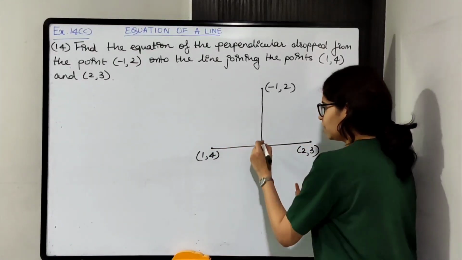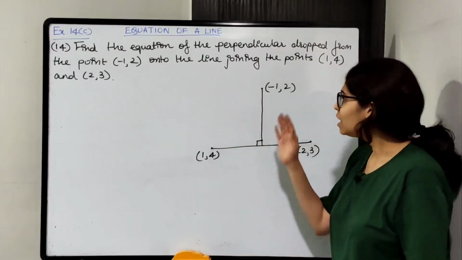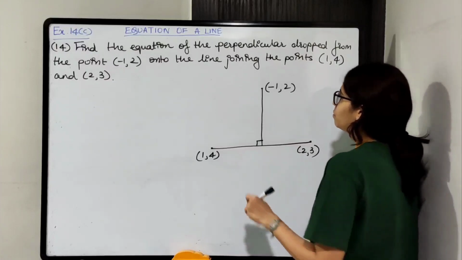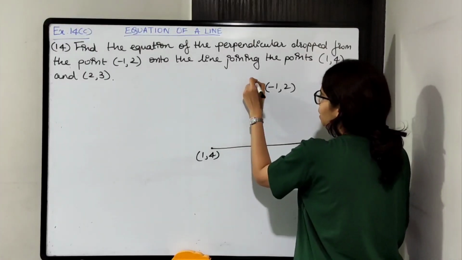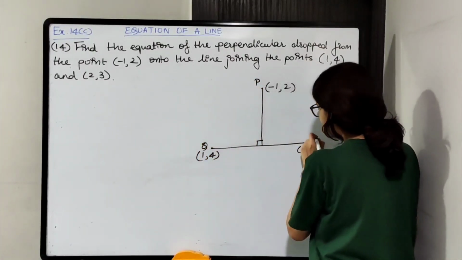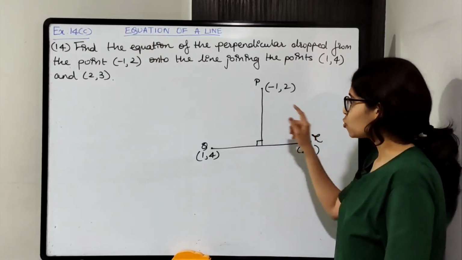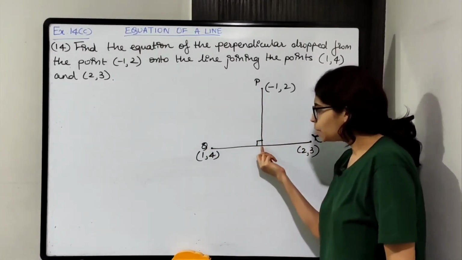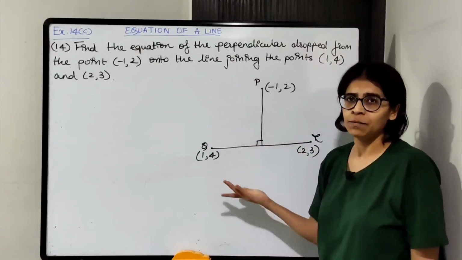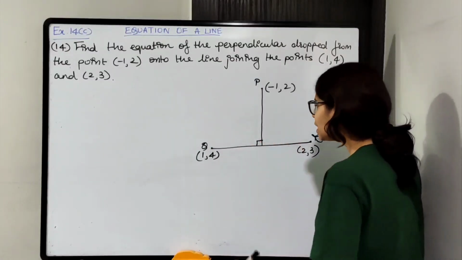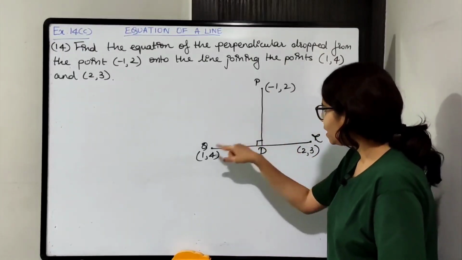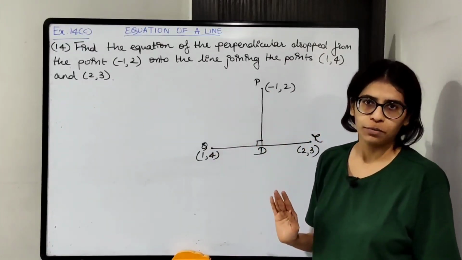Okay, let's name the points. So let's name this as P, this as Q and R. So we are drawing a perpendicular from P to QR. It is meeting QR over here. So let's name this point something. Let's name it as D. Okay, so PD is perpendicular to QR.